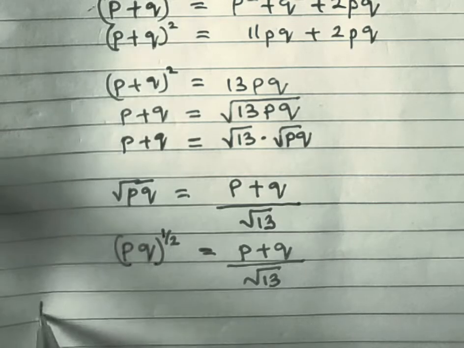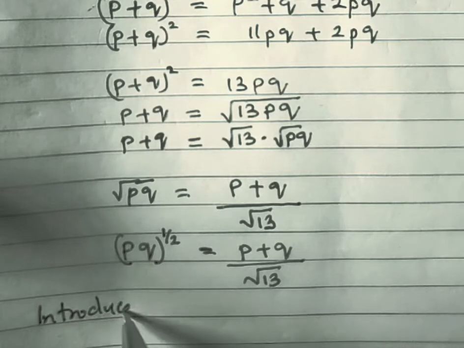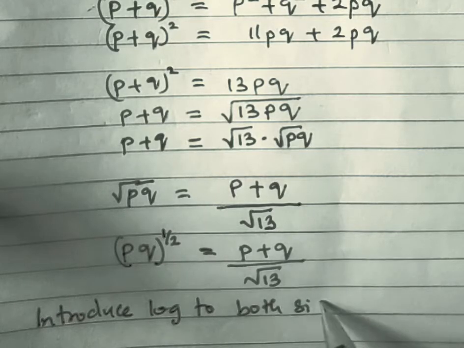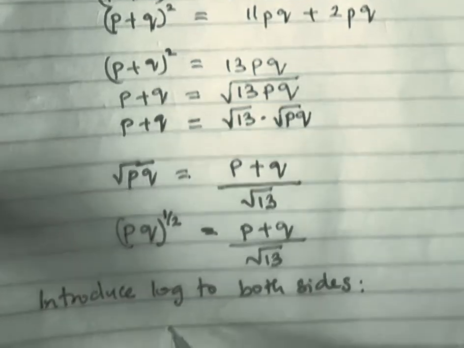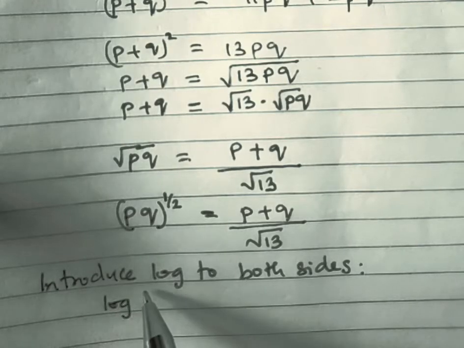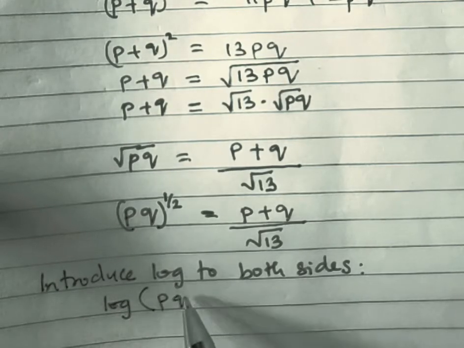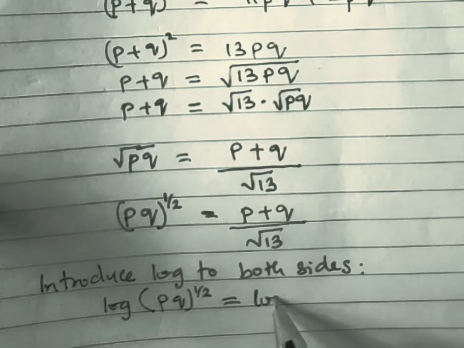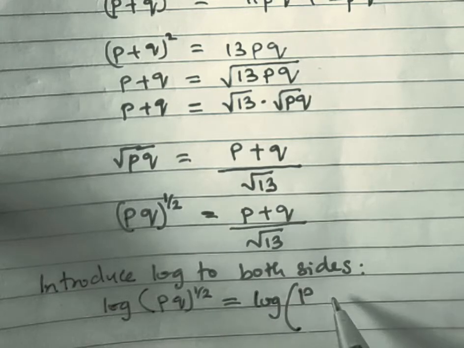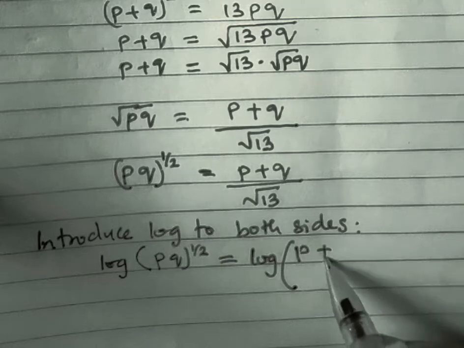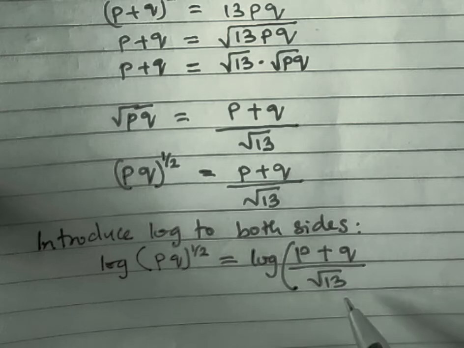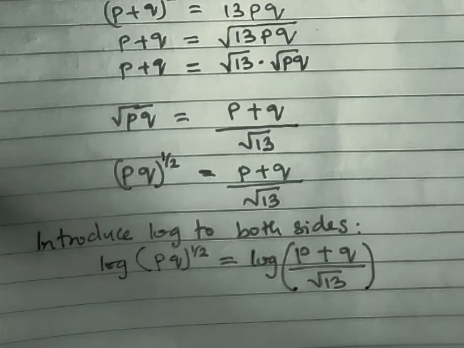So let's do that. Log of (pq) raised to the power half equals log of (p plus q over root 13). Now one of the laws of logarithm is the power law.